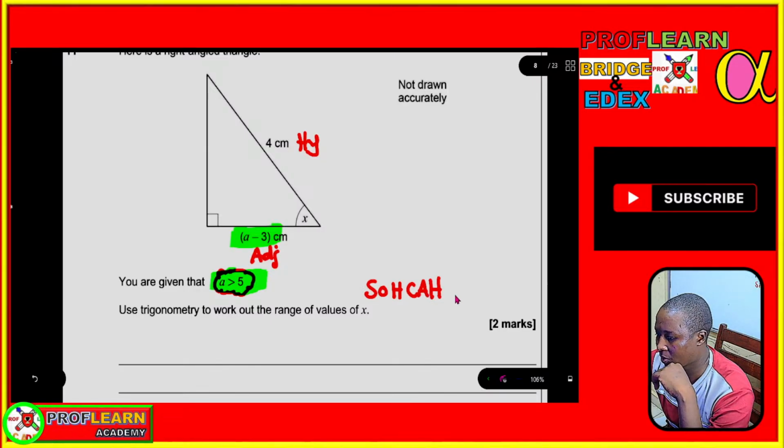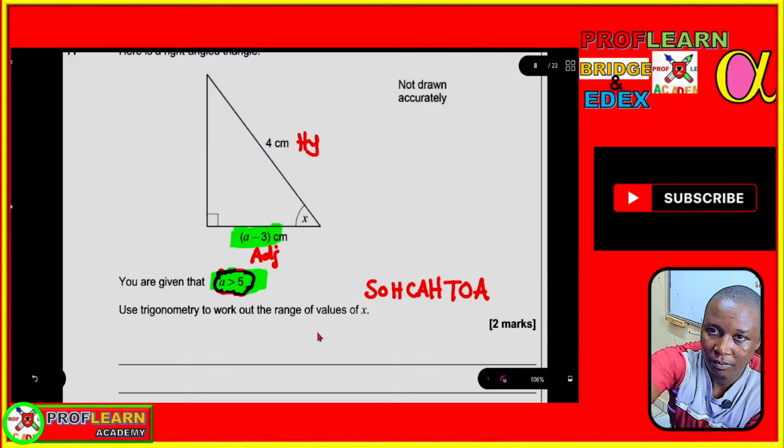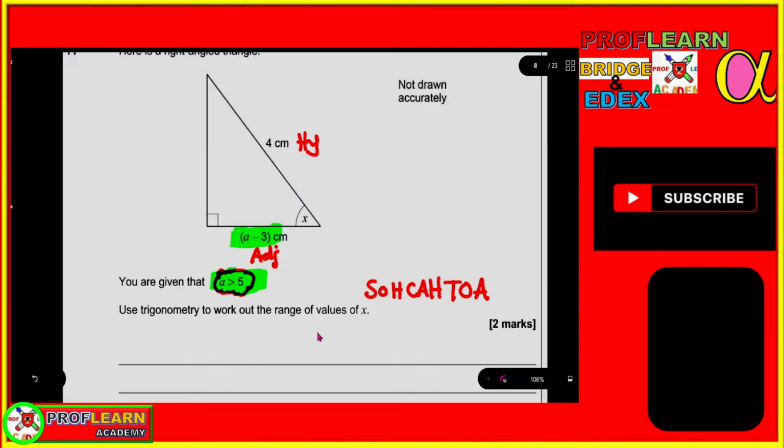We can use SOH CAH TOA at this given point. I shall be using SOH CAH TOA here.